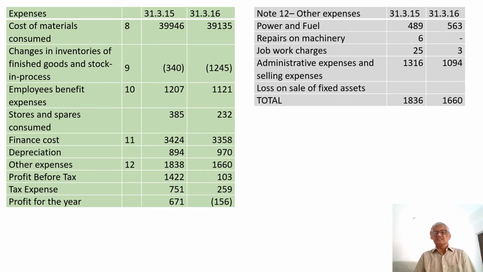The other expenses consist of power and fuel, repairs on machinery, job work charges. That means for certain operations, the company outsources the process to outsiders, and administrative expenses and selling expenses, and loss on sale of fixed assets, nothing is there. So the total comes to around 18.36 crores and 16.60 crores.